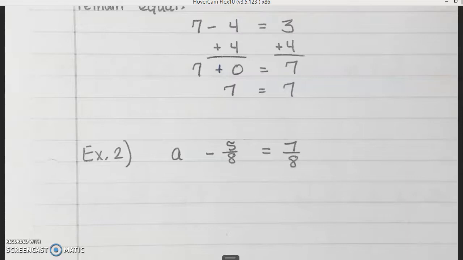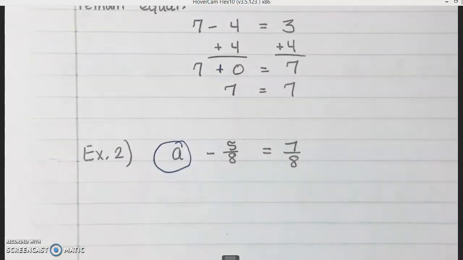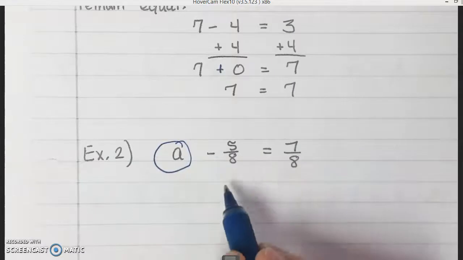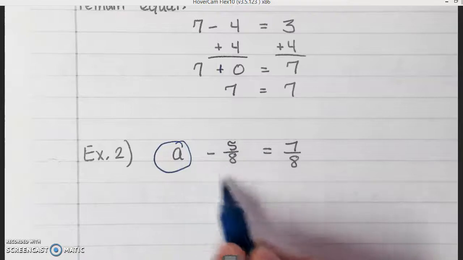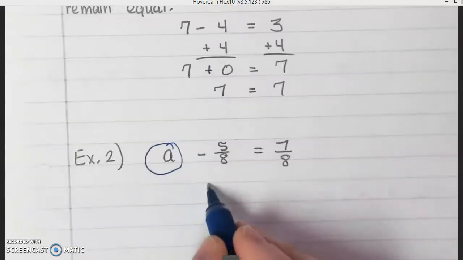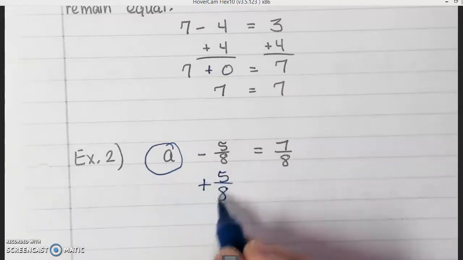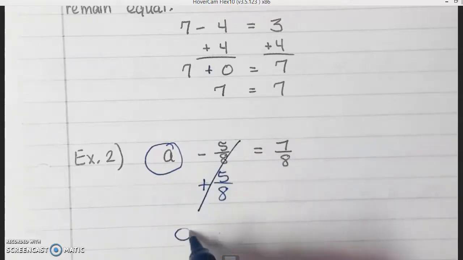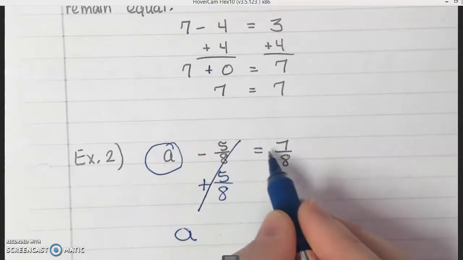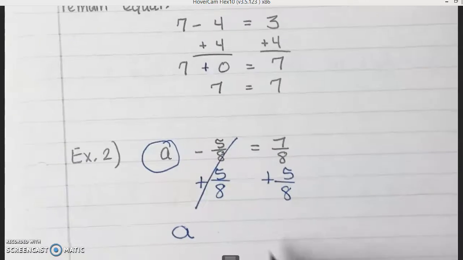Alright, so the object of the game, or the object of the equation here, is to get A by itself so we can figure out what A is, right? So the only thing that's in our way is this minus 5/8. So how do I undo that? By adding, what? 5/8. I can undo it by adding, so what happens here is this basically just cancels out and leaves me with A. But I've got to do the same thing here, so I've got to add the 5/8 here also.